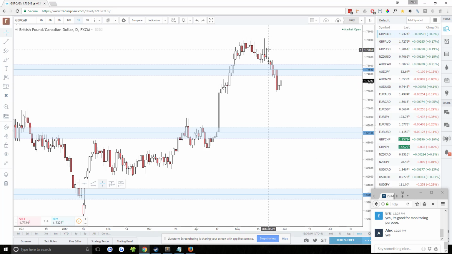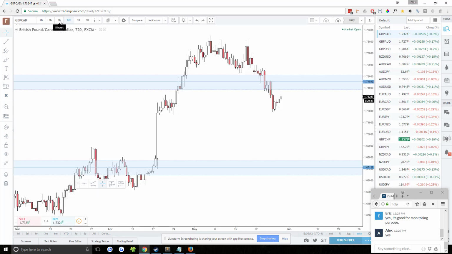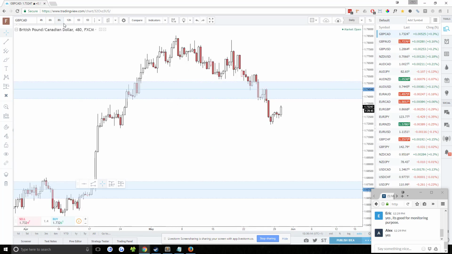So these could be forming over the next 12 hours, maybe even some of the smaller time frames. We could even be looking at these ones, the GBPCAD, GBPAUD, GBPUSD. We could even be looking at these ones on the 8-hour chart. So don't get too committed to the daily charts. These could form on the 8-hour chart.